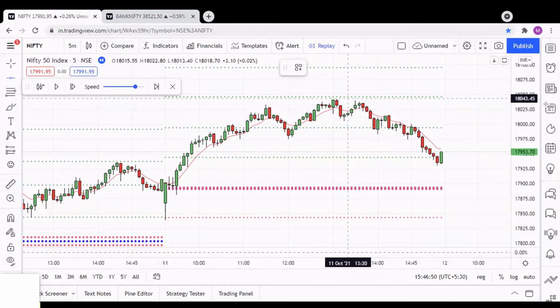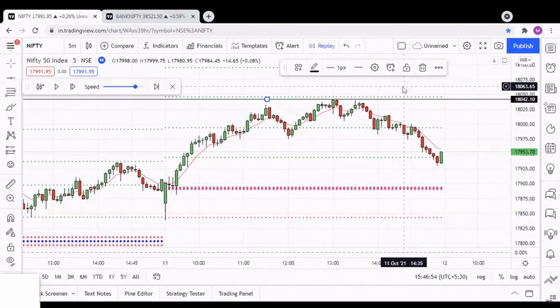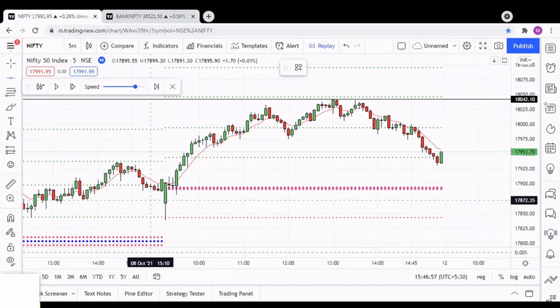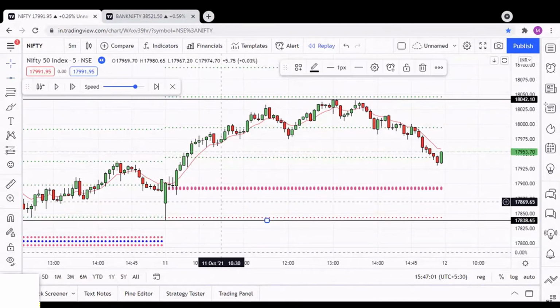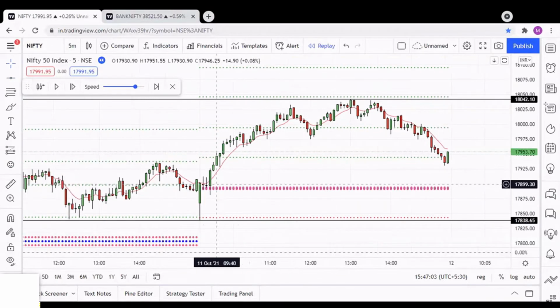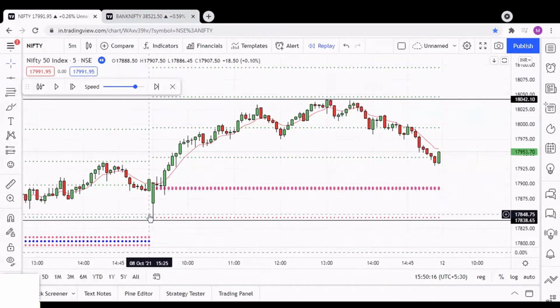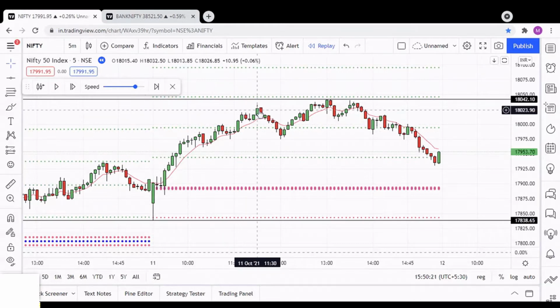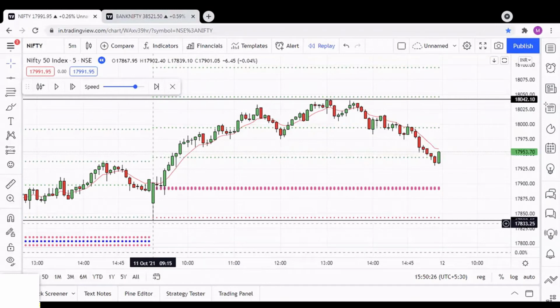Let me mark the previous day high. This is previous day high. This is previous day low. And this is the demand zone where active buyers were present and took the market to the upside. There is no need to mark the demand zone separately because it comes along with the previous day low.